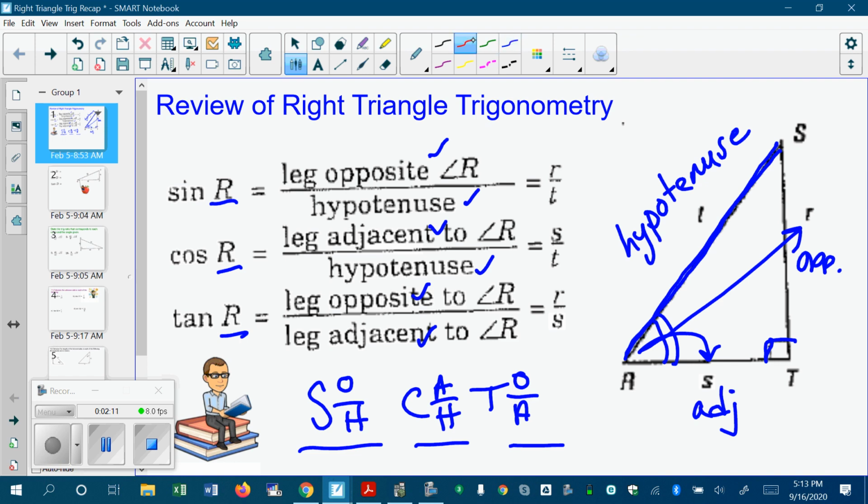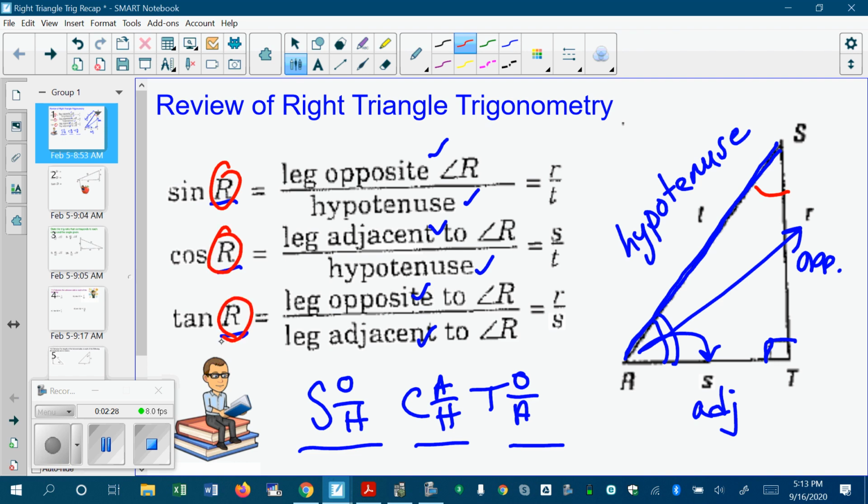But if I were looking at angle S, the opposite and adjacent would flip, just like I was talking about with the right and the left with you and your friend, okay? So opposite and adjacent are relativistic directions, and they're always relative to whatever angle is mentioned right here.